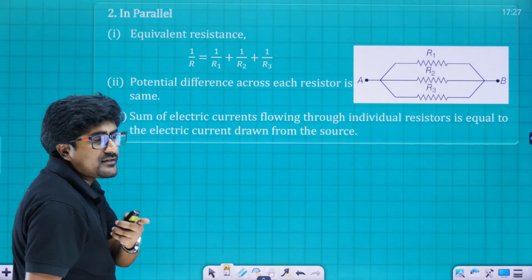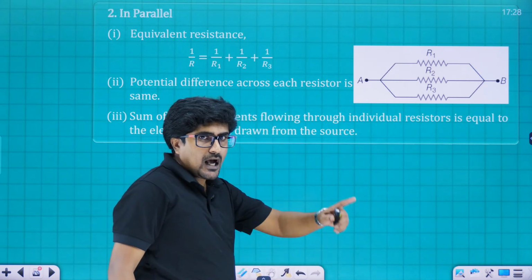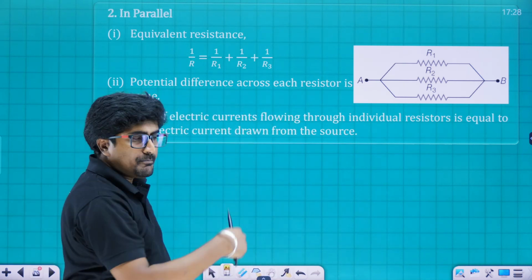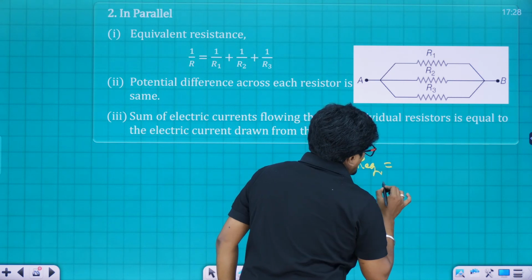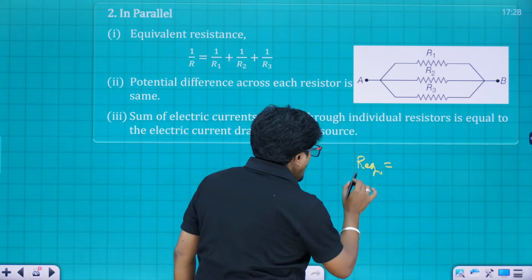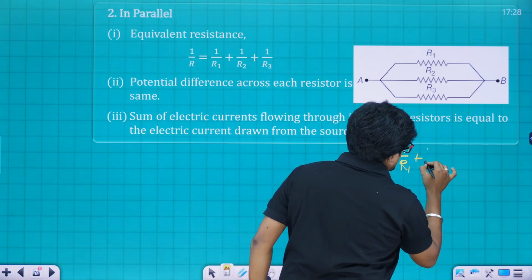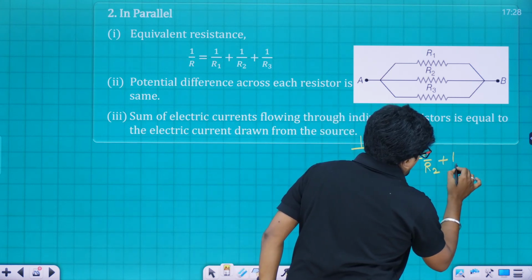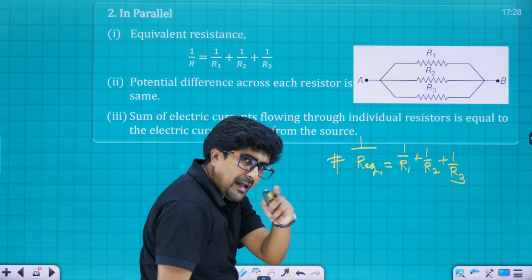All right, coming to the next, that is parallel combination. So if we have got three resistors like this, R1, R2 and R3 connected in parallel, fine. In this case, R equivalent value, that is going to be what? How to calculate R equivalent value? 1 upon R equivalent is going to be 1 upon R1 plus 1 upon R2 plus 1 upon R3. This is how we calculate R equivalent in case of parallel combination.